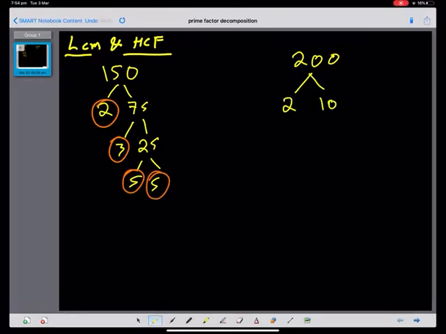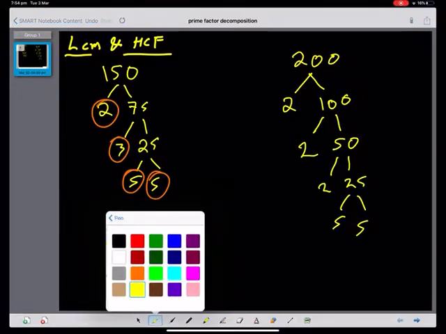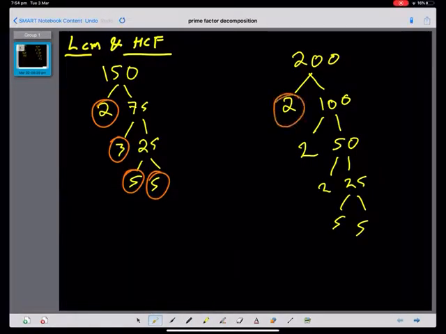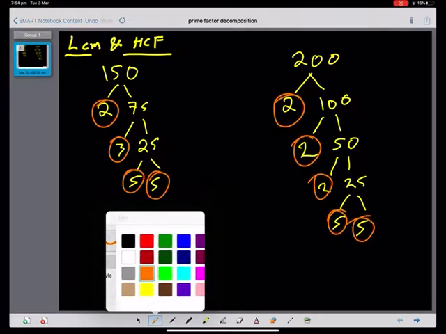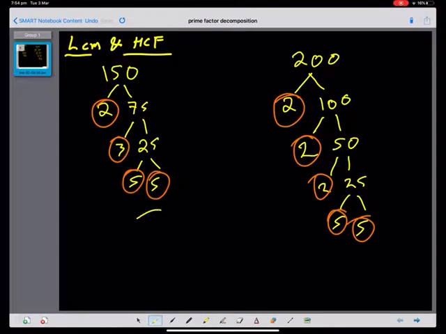Let's do 200. 2 times 100, 2 times 50, 2 times 25. Then you've got 5 times 5. So let's circle the primes. Let's draw our Venn diagram.